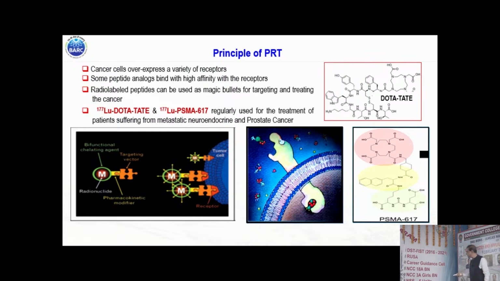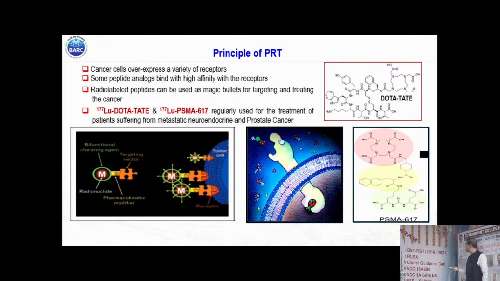As you can see, this is the cell, the receptors are overexpressed, the number of receptors is very high. So, your preparation is coming here and it goes here and internalizes within the cell. By that process you put the radioisotope within the cell and then the radiation comes out and kills the cell. So, this is the concept of peptide receptor radionuclide therapy, and two peptides are very regularly used all over the world as well as India.